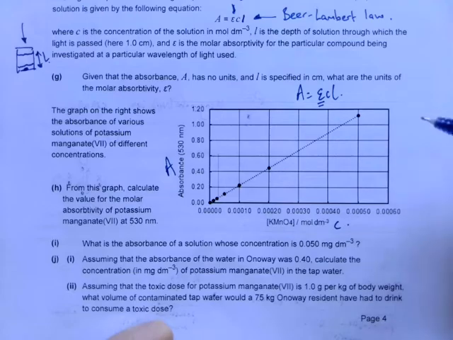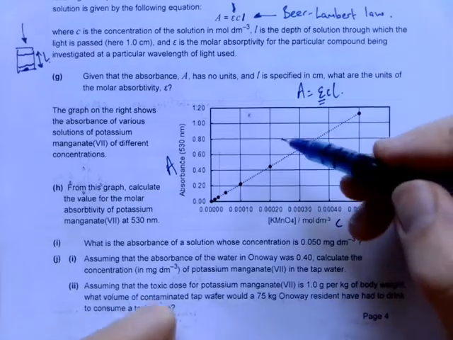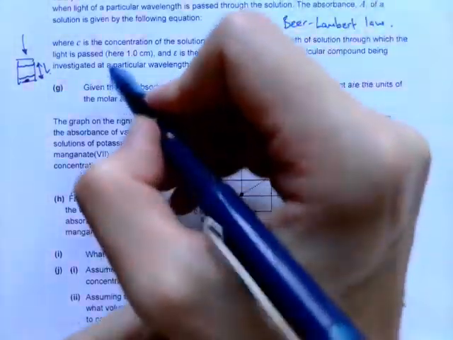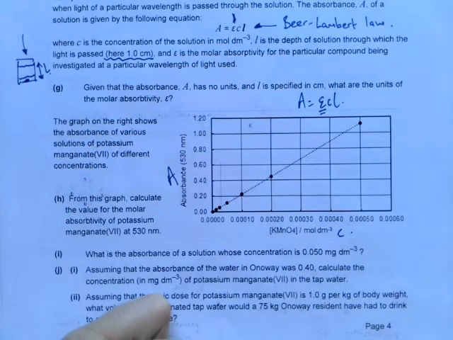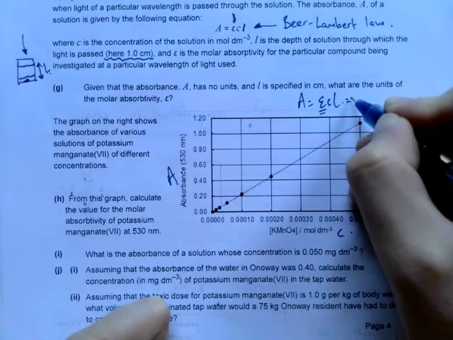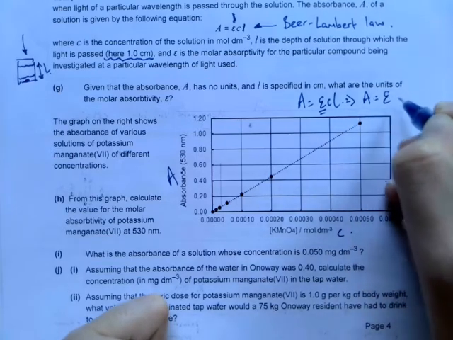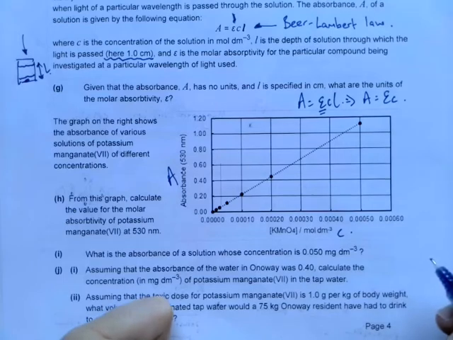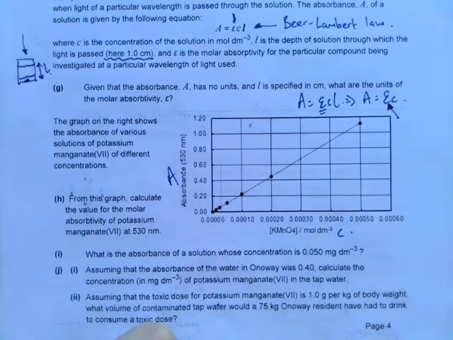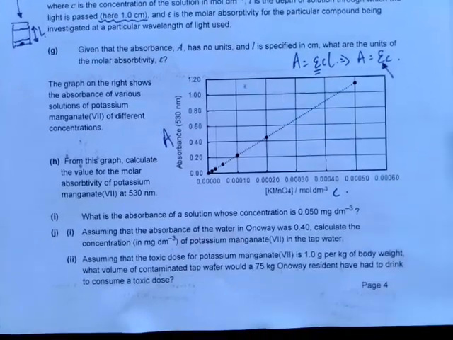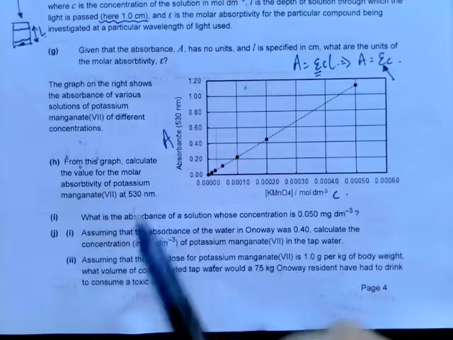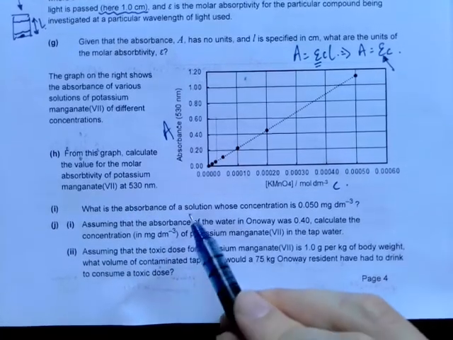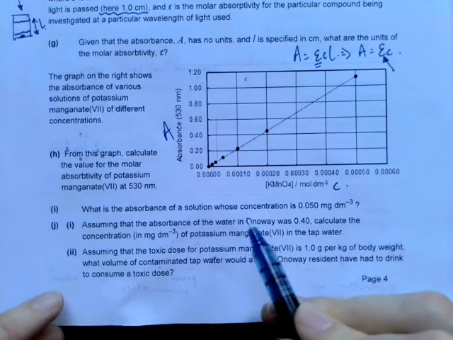The only other thing to remember is you need to read the question carefully, because here we are told that the length is 1 centimeter. Which means actually what we're dealing with is A equals EC. So if I plot A against C, then E is the gradient. You've had lots of practice of working out gradients from all the stuff we did about rates. So you can work out the absorptivity, and then you can move on to what is the absorbance of a solution whose concentration is.